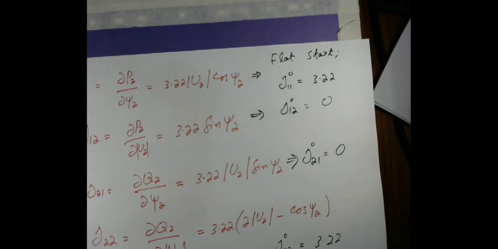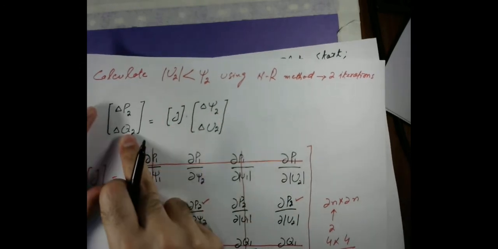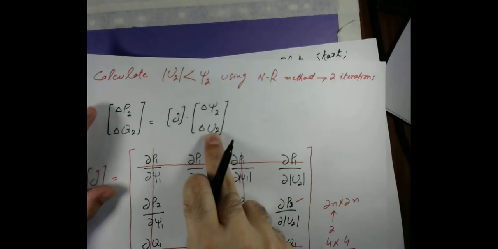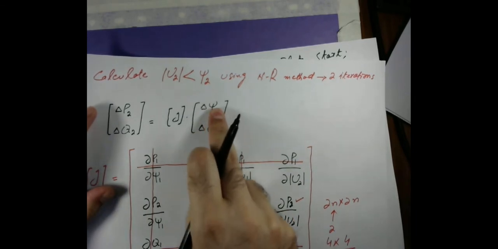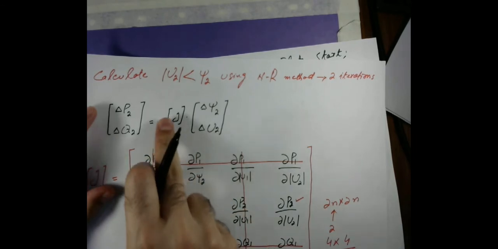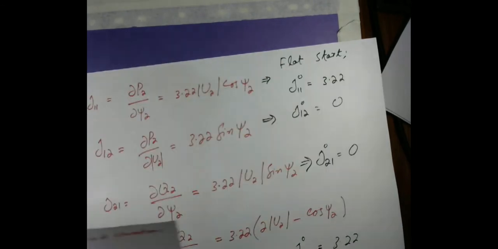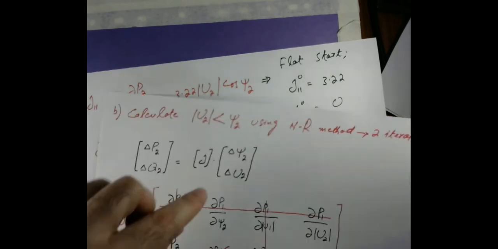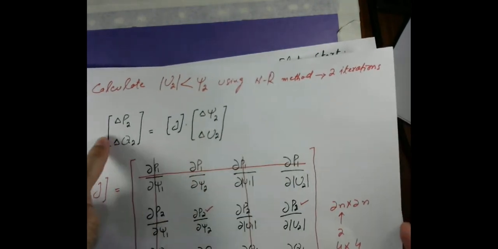Now, knowing the Jacobian matrix and knowing the power mismatch, we can determine the error in the first estimate of the angle and that of the voltage, because we know the values of the entries of these two matrices. So the next step is to take the inverse of the Jacobian matrix and multiply it with the power mismatches.